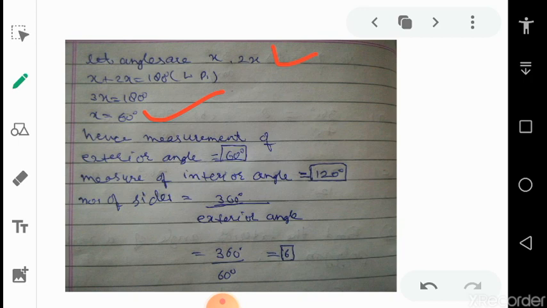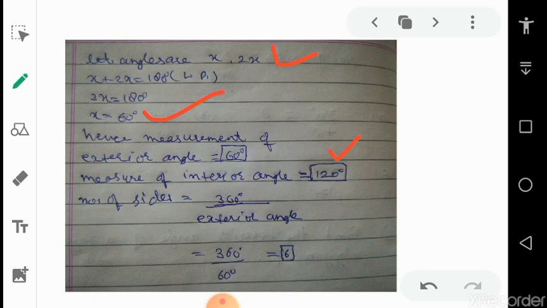Now the measurement of exterior angle is 60. Okay, because x is the value of exterior angle and the measurement of interior angle is what? That is 120 because it is 2x. Again, number of sides, we know that it is 360 degree upon exterior angle.